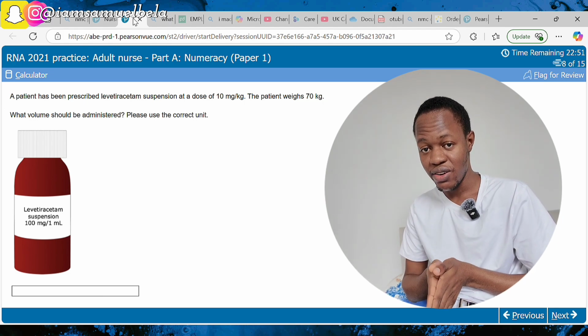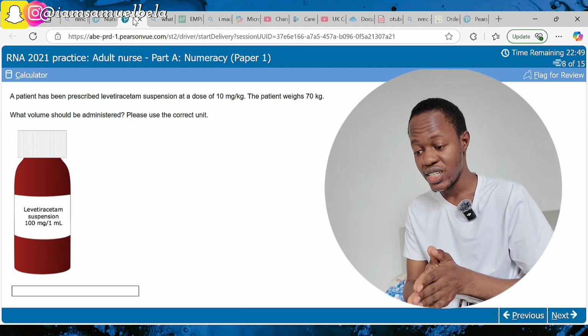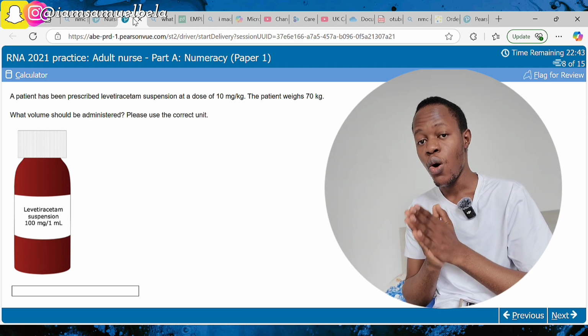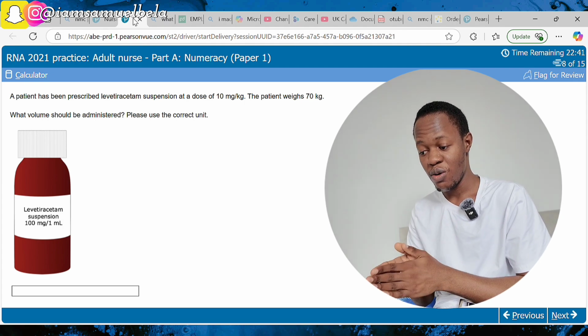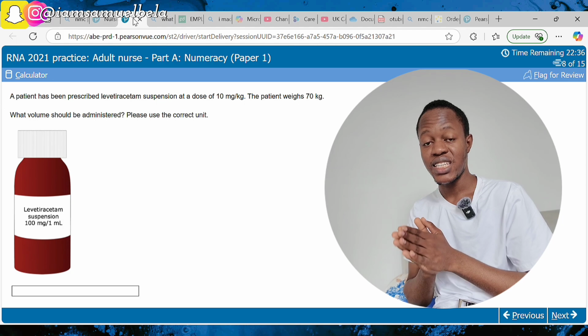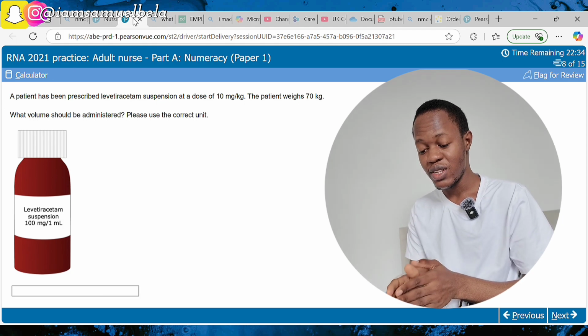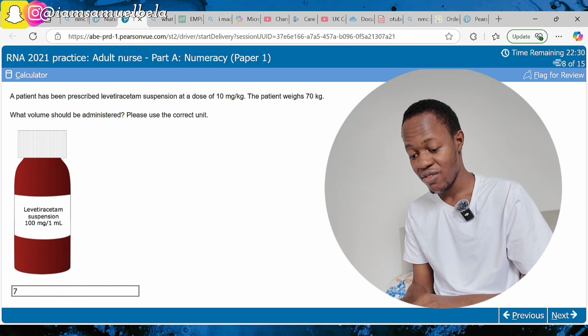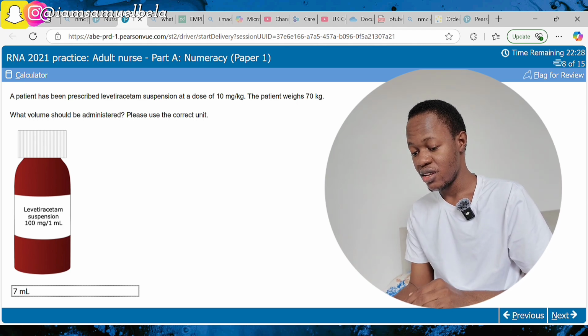That's 10 times 70, which gives us 700 milligram. So this suspension comes in 100 milligram per 1 ml, and we have to give the patient 700 milligram. So how many ml are we giving? It's simply 1 times 7, which is 7 milliliters.